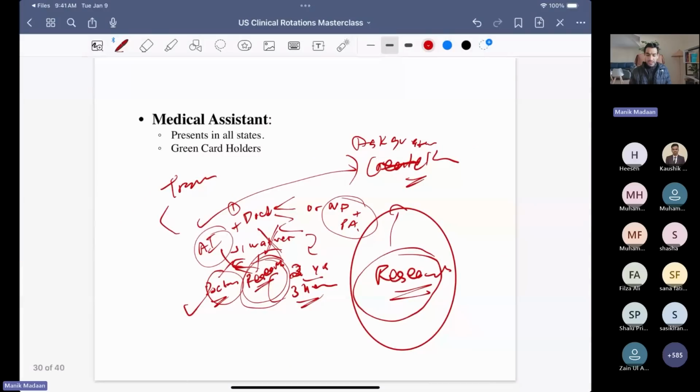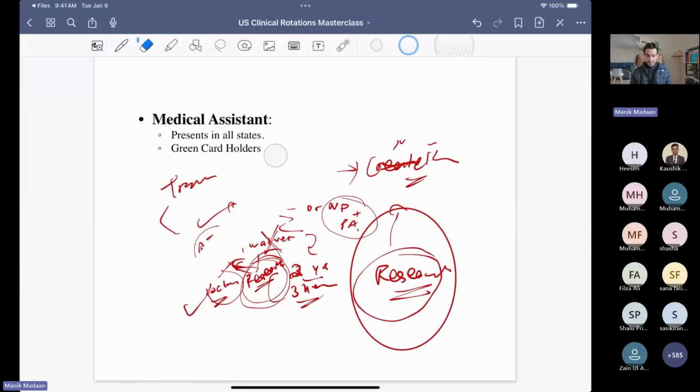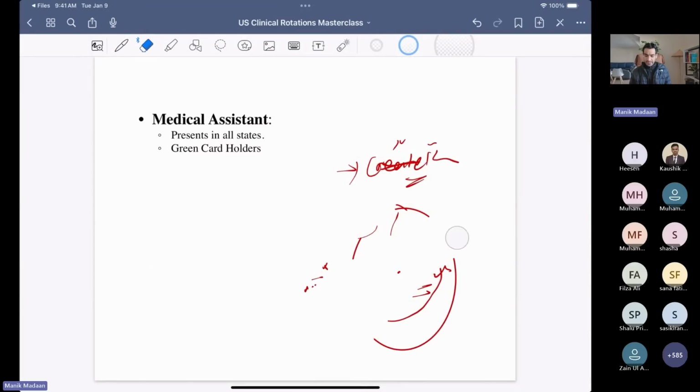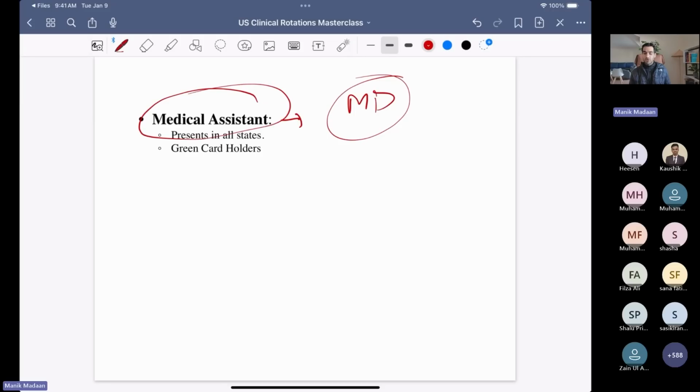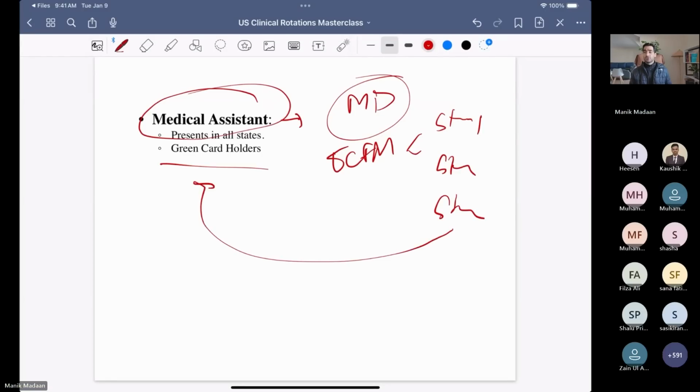Right. What is a medical assistant position? Medical assistant is also a form of US clinical experience. This is when you work under a physician as their medical assistant. For this, you have to have an MD license, or you need to be ECFMG certified, which means you have to do Step 1, Step 2, Step 3. Plus, you have to be a green card holder.